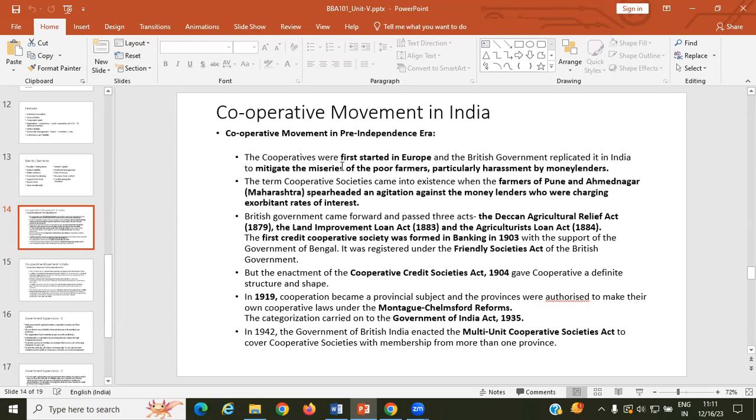When it started, how different farmers were helped: in Maharashtra in 1970, the Land Improvement Loan Act. So what are the different acts created due to this movement before 1947, and the key years in which things happened, are mentioned.